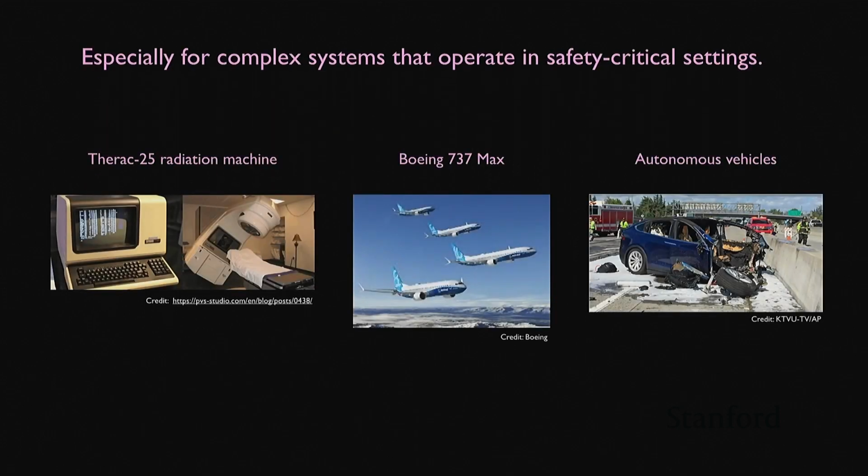So these are all examples that are mentioned in the book. On the left is a healthcare example where there was a radiation machine that, due to a software glitch, every once in a while would administer a lethal dose of radiation to patients. So obviously that's not good. Many of you have probably heard about the Boeing 737 MAX incident, or multiple incidents that resulted in quite a bit of loss of life. And then you've probably heard about autonomous vehicle accidents in the news.